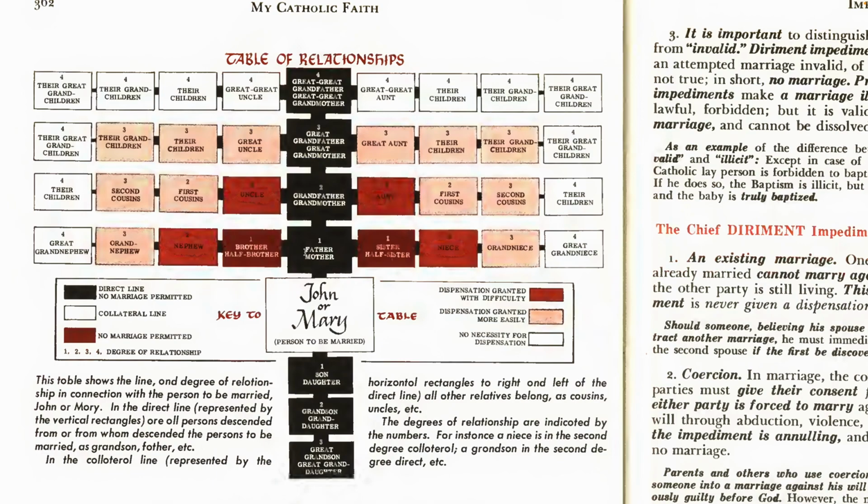The degrees of relationship are indicated by the numbers. For instance, a niece is in the second degree collateral, a grandson in the second degree direct, etc.